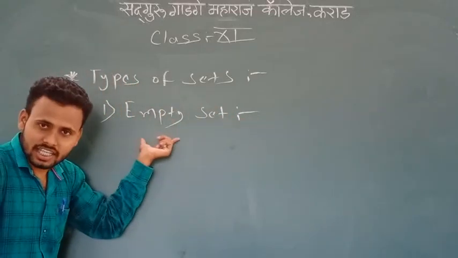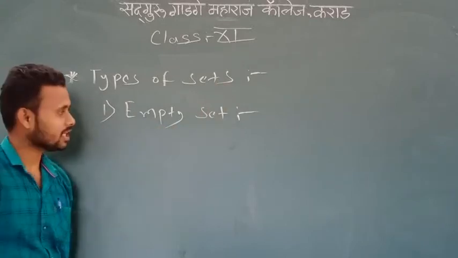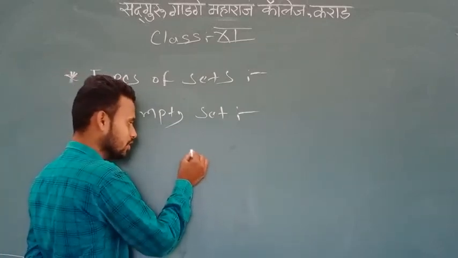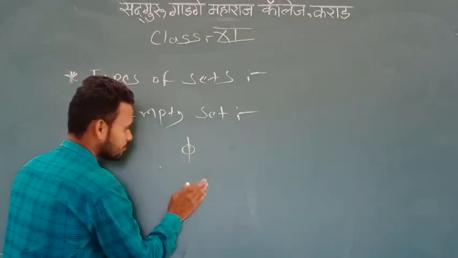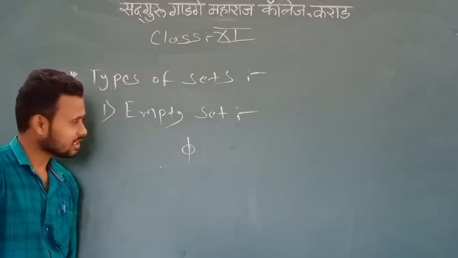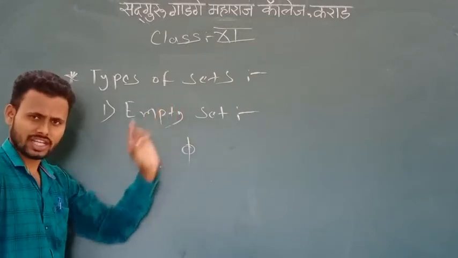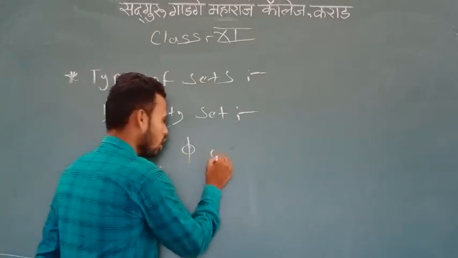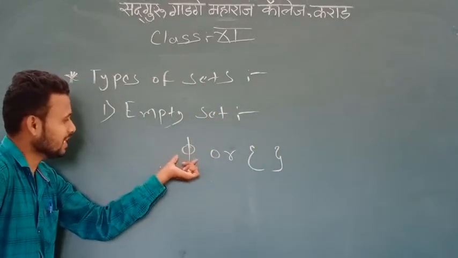Definition: a set having no element, or a set containing no element, is called empty set or null set, and it is denoted by the letter phi. Empty set is always denoted by that letter. Another symbol is in that form. These two symbols are used to denote the empty set.